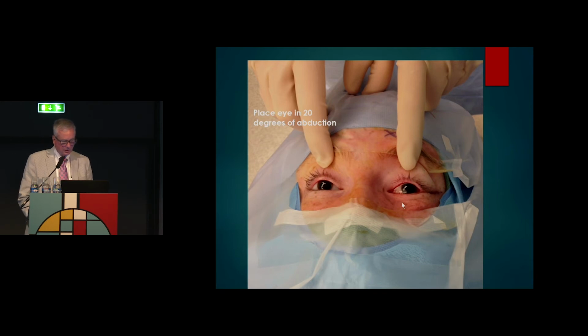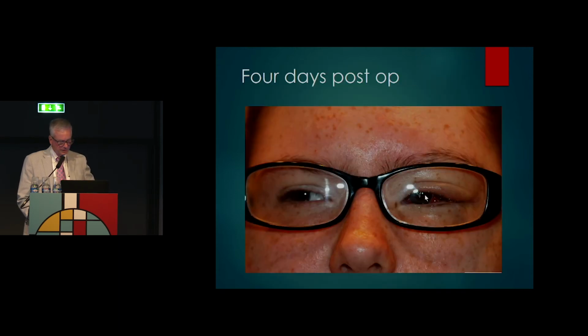And I created her 20 degrees in abduction at the end of the surgery. That was the plan of the strength of the plication, to put her in abduction, which she's never been. And this is what she looks like, looking to the right here, but she's really quite straight.